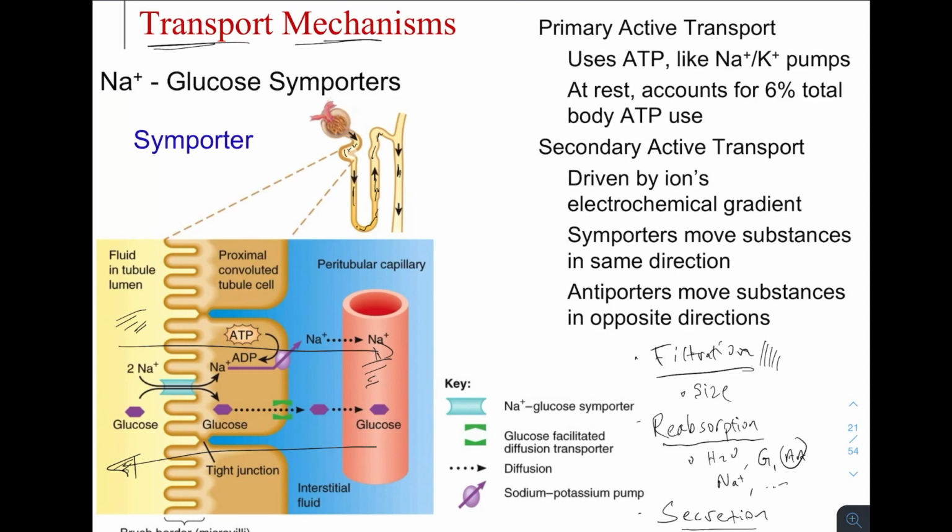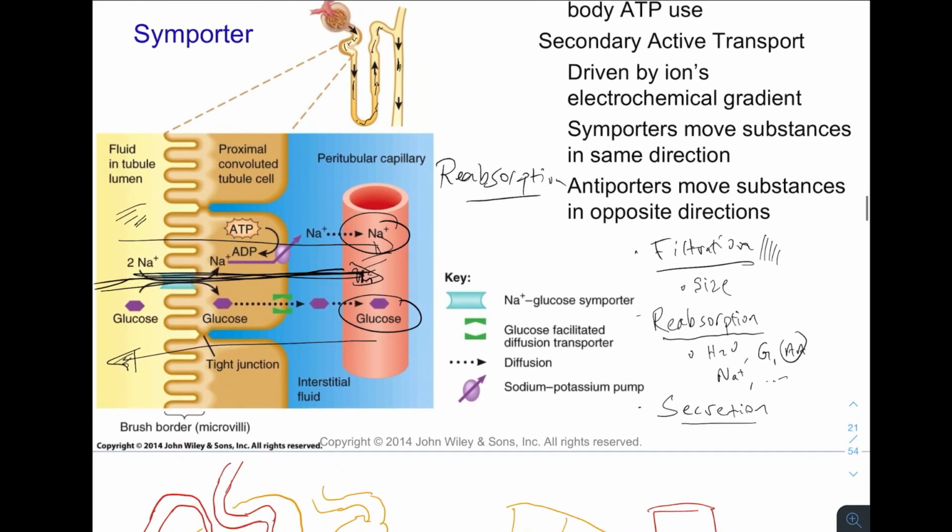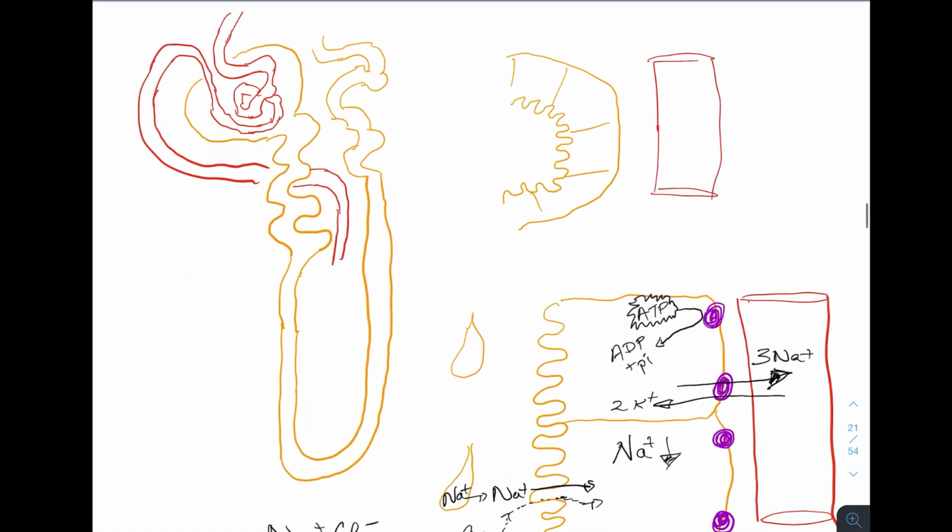So in this picture, what we notice is overall the material is going from the lumen towards the bloodstream. You can see that that's the case for the sodium, and that's the case for the glucose. So this picture is showing us an example of reabsorption. And so let's look at how this works in more detail. So this is the same picture, and what we want to do is track what's happening.